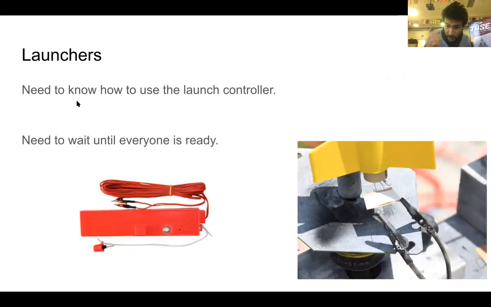So launchers, you need to know how to use the launch controller. If you're the one who's going to be pressing the button, you need to know how to use the launch controller. You need to wait until everybody is ready, then you put your pin in and you press the button. Remember the presentation I put on yesterday's page had a lot of videos for how to make sure everything works well. Plus, I am either talking to your parents or I'm going to help you in person to make sure this is successful.